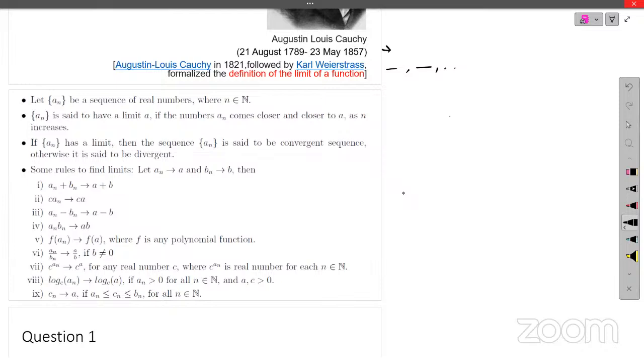But formally, mathematically, a sequence is nothing but a function from the set of natural numbers to any set. So this is the formal definition of a sequence: any function from the set of natural numbers to any set defines a sequence. Why does it define a sequence?